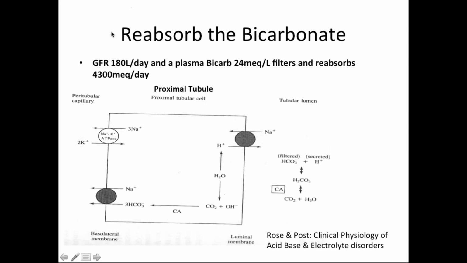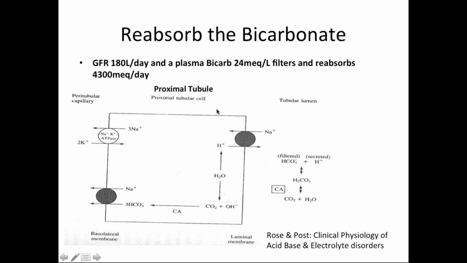So in terms of reabsorbing the bicarbonate, let's just do some numbers. The GFR for an individual is 180 liters per day, and a plasma bicarbonate of 24 milliequivalents per liter is filtered every day. So the total filtered bicarbonate is 4,300 milliequivalents per day. So that's the first job of the kidney, is to reabsorb all of this 4,300 milliequivalents per day. So how does the kidney do that? It does that both in the proximal tubule as well as the distal tubule.